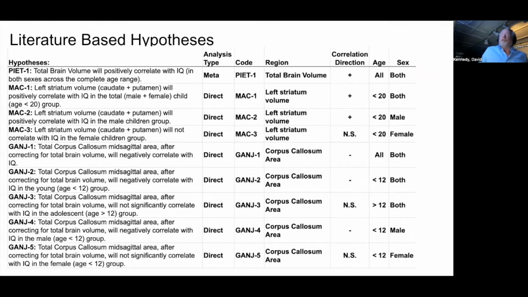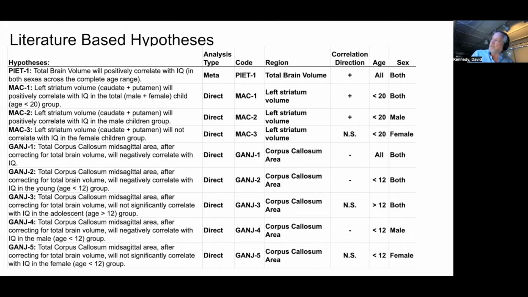Don't want to dwell too much on this. You'll have access to the slides, but there was a set of 11 different hypotheses that we gleaned from the literature about different features of anatomy and its correlates with IQ in typically developing children.